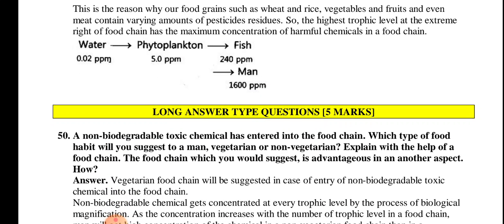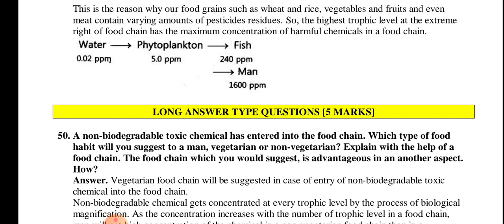This is the reason why our food grains such as wheat and rice, vegetables and fruits and even meat contain varying amounts of pesticide residues. So the highest trophic level at the extreme right of the food chain has the maximum concentration of the harmful chemicals in a food chain.